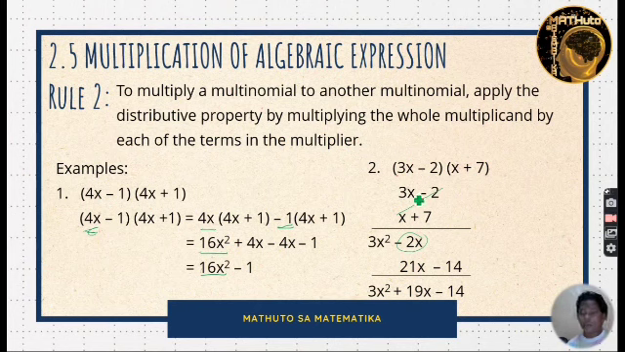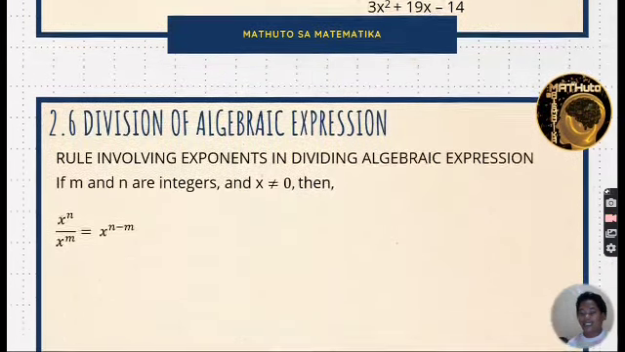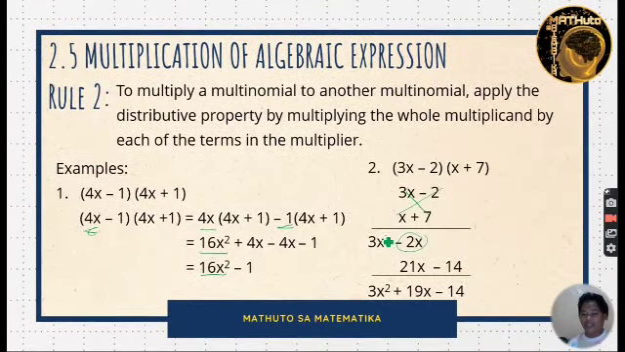Then, for the last po, ito po yung 21x. Positive po yan siya. Next, last po, negative 2 times 7 is negative 14. So, they are unlike sign. So, the sign of the product is negative po.